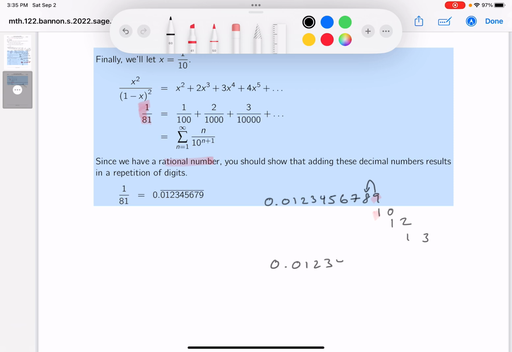0.0123456789, not 8, but 9. And then I get the 0. All right, remember what I did. 9 plus 1 is 10. I get the 0, carry the 1. Then what do you get?